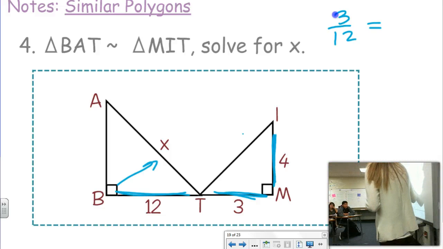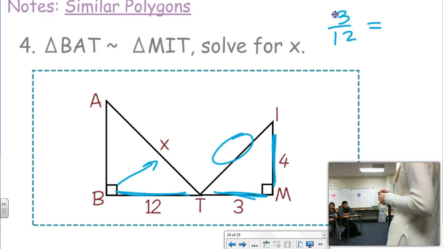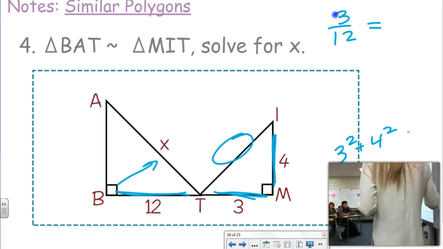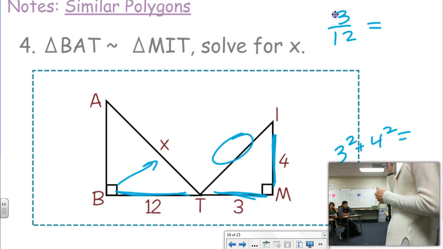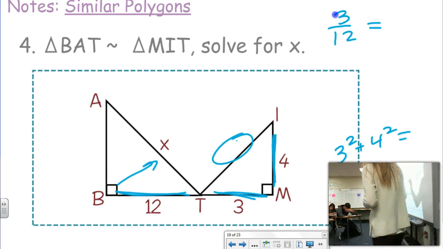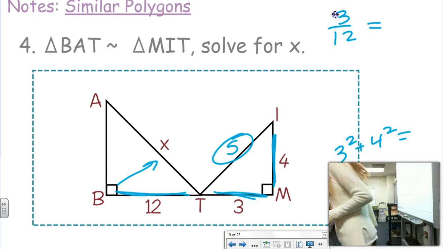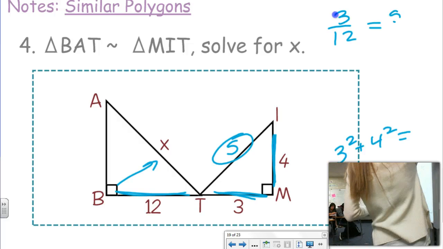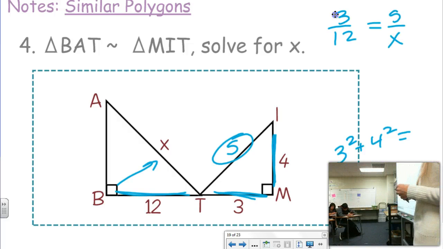Does anyone know what the hypotenuse is of that triangle? Pythagorean theorem, right? 3 squared plus 4 squared, and then you take the square root. Last semester, do it. 3 squared plus 4 squared, and then take the square root. 5. Very good, Renan. All right, so Araceli, tell me your proportion now. 3 is to 12 as 5 is to X. You have to pick the sides that match. You can't pick sides that don't match. Cross multiply. Go. 5 times 12 divided by 3.